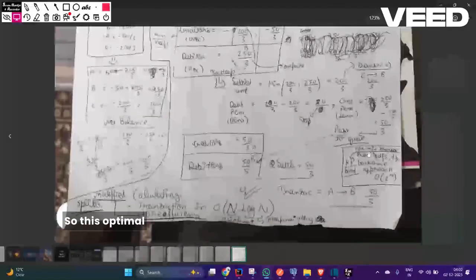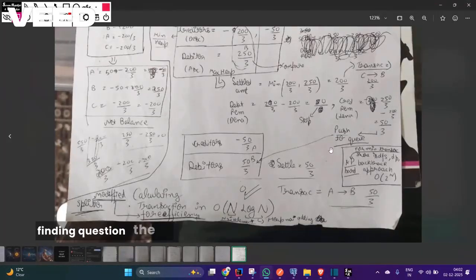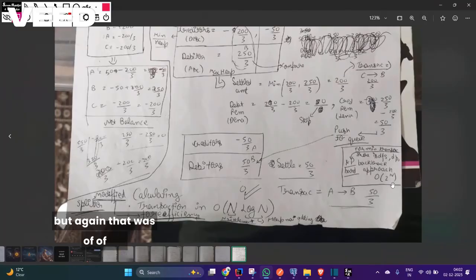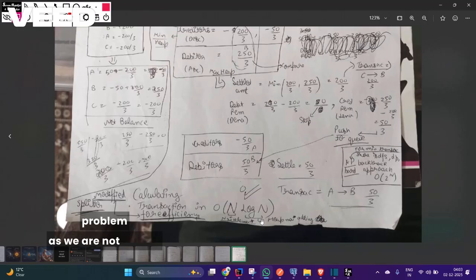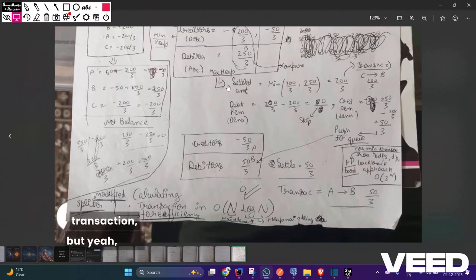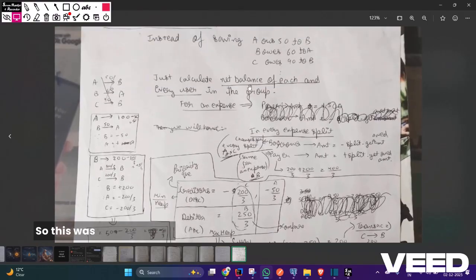So this optimal transaction finding question, the LeetCode one, I in fact did solve in the past, but again that was O(2^n). So I had to come up with this greedy approach. Well, basically, I did not come up with it by myself. I used AI and such to come up with the solution. But yeah, I got to learn a new pattern: this problem can be tackled via a greedy approach and solved in O(n log n). I mean, not exactly this problem, as we are not finding the minimum number of transactions, but yeah, still.